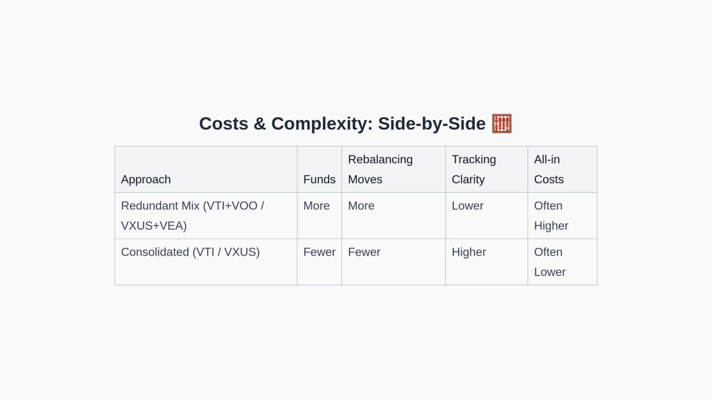This table compares a redundant mix against a consolidated approach. The redundant mix uses more funds, requires more rebalancing trades, reduces clarity when tracking allocations, and frequently results in higher all-in costs. The consolidated approach uses fewer funds, reduces rebalancing activity, improves clarity, and often lowers overall costs.